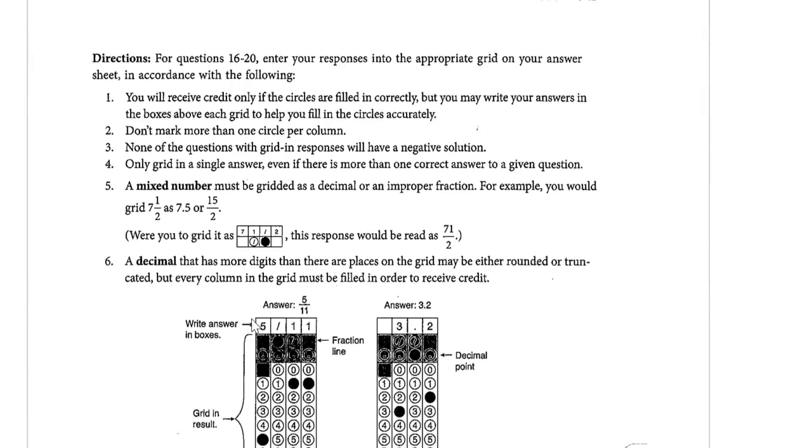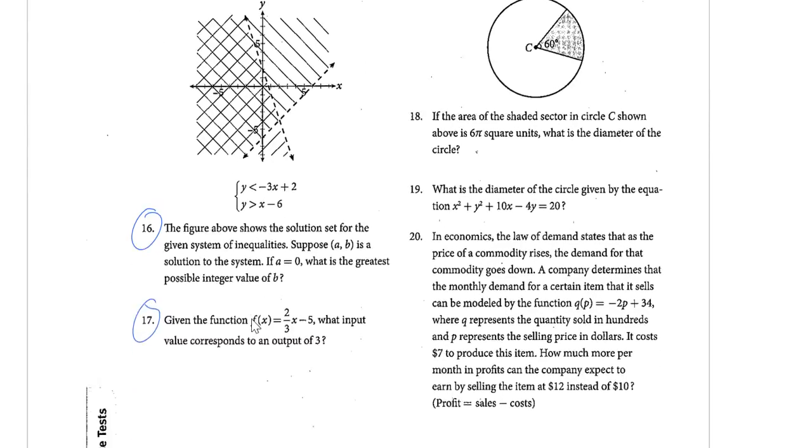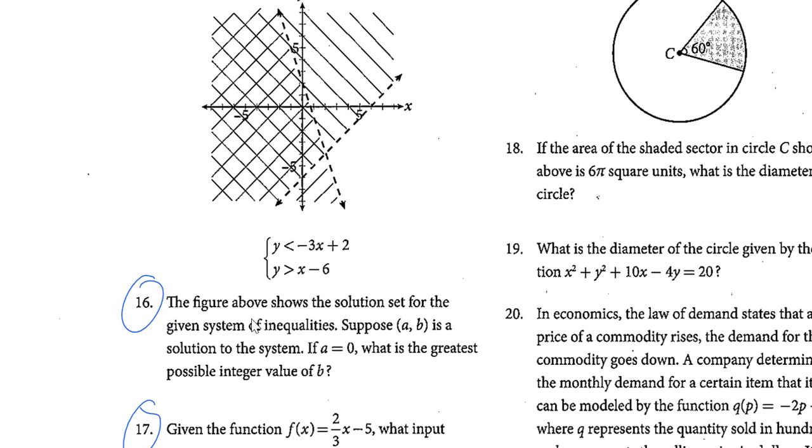Alright, so looks like we're back to here. Okay, so we said 16 was a good one. The figure shows a solution set for the given system of inequalities. Suppose that A comma B is a solution. So a solution means it's in the double shaded area, right? So if we look here, we kind of see where that's at. So that's going to give us this portion here where the grid lines are both crossing.